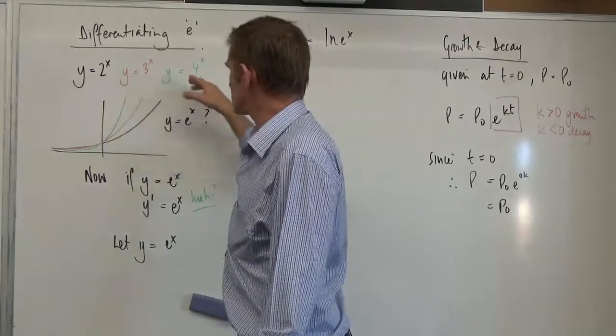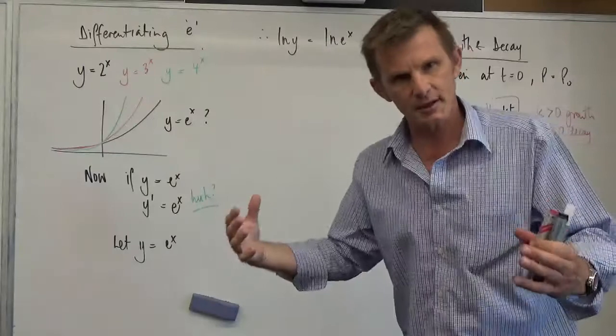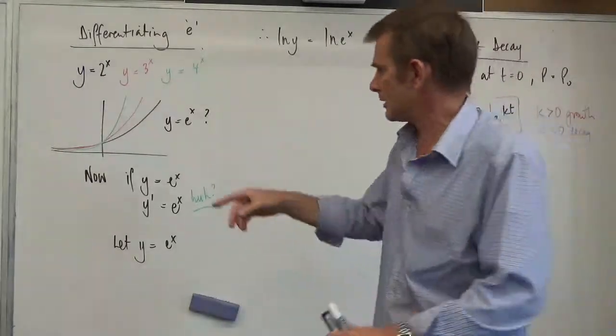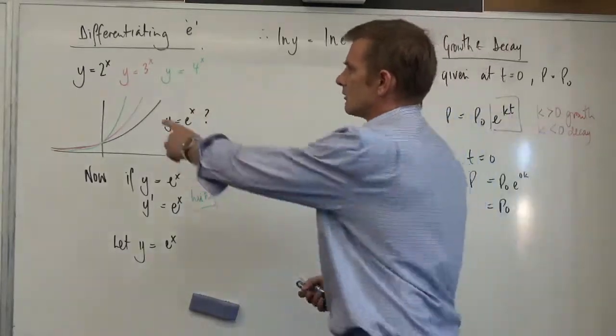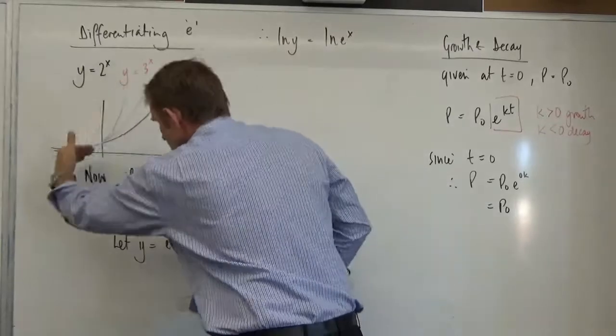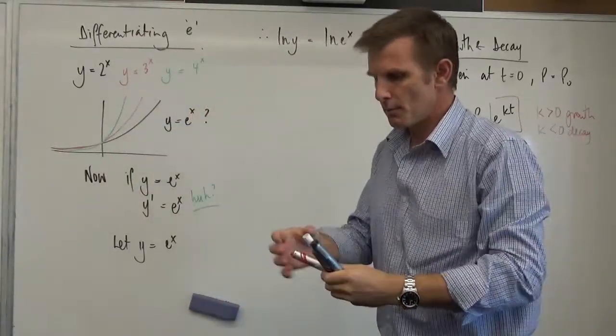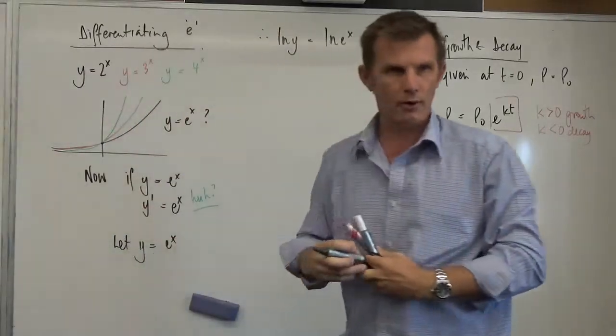Now if we look at these three that I've got here, 2 to the x, 3 to the x, 4 to the x, they're all of the same family, they're all of the same variety, and you can see the diagrams here, I've colour-coded them to match. So as the base number increases, the steepness of them increases. But you'll notice in this case, they all go through the same point right there.